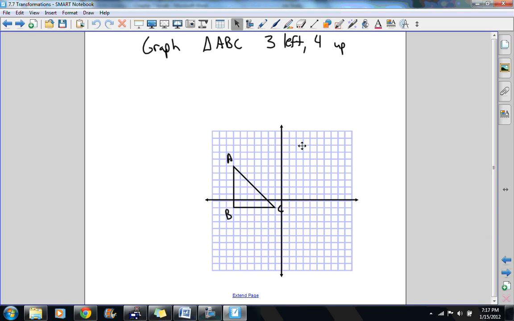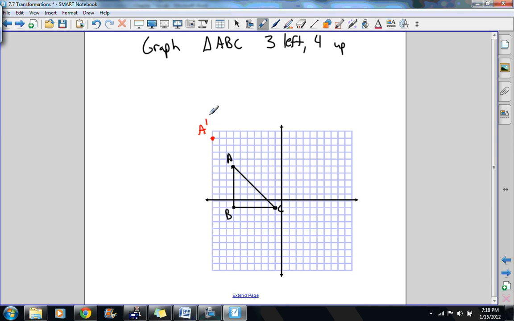So what we're going to do is we are going to do what we call a translation. Okay, so we're going to move it, but we are not going to do any type of flipping. So we're going to move it 3 left and 4 up. So we look at each individual point on a figure and we do the translation individually. So I'm going to go A. I'm going to go 3 left, 1, 2, 3, and 4 up for A. So right there. And I'm going to call that A prime.